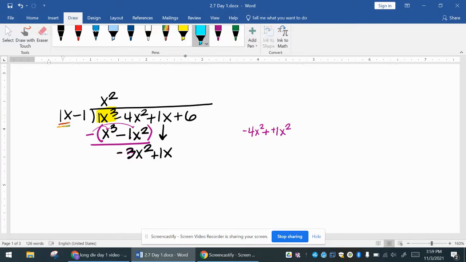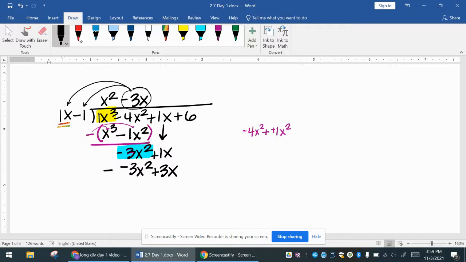So now we're looking at this leading coefficient and ask yourself, what do I need to multiply x with to get negative 3x squared? Well, I'm definitely going to need one more x, and I need a negative 3 to multiply, right? So think about it. Negative 3 times 1x is negative 3x squared. And negative 3x times negative 1 is positive 3x.